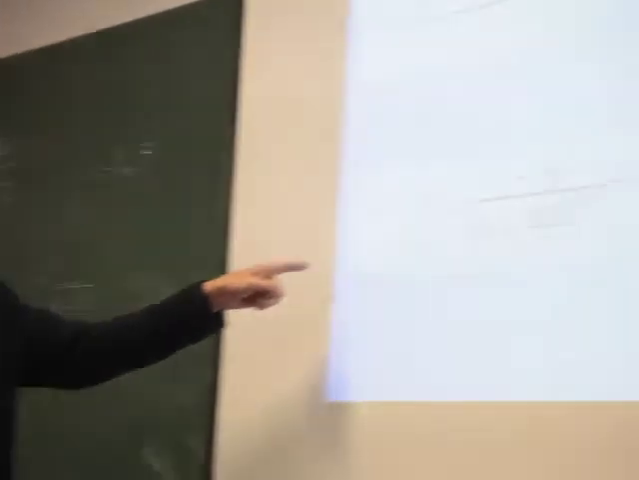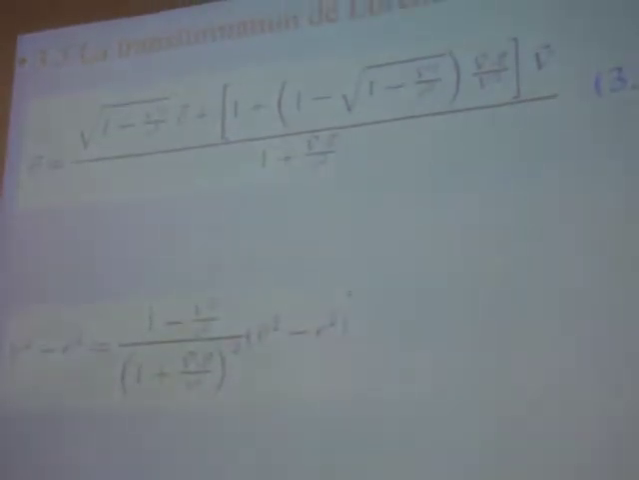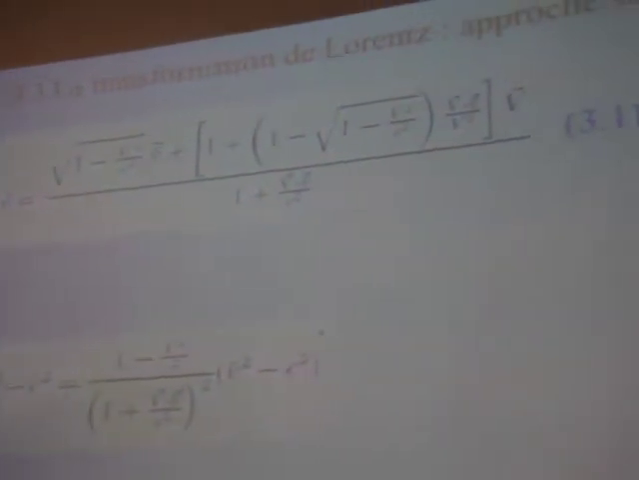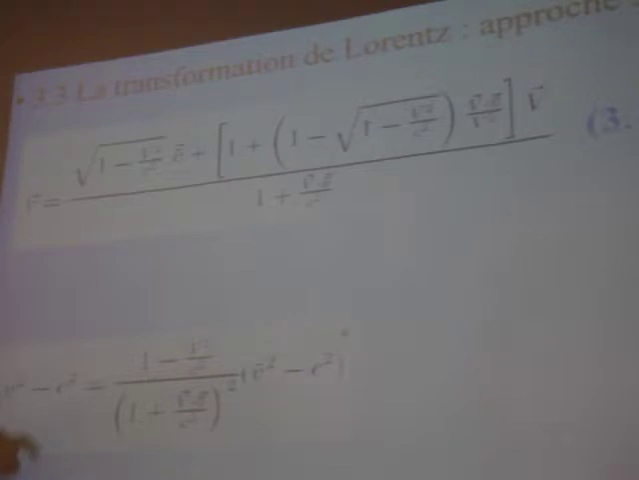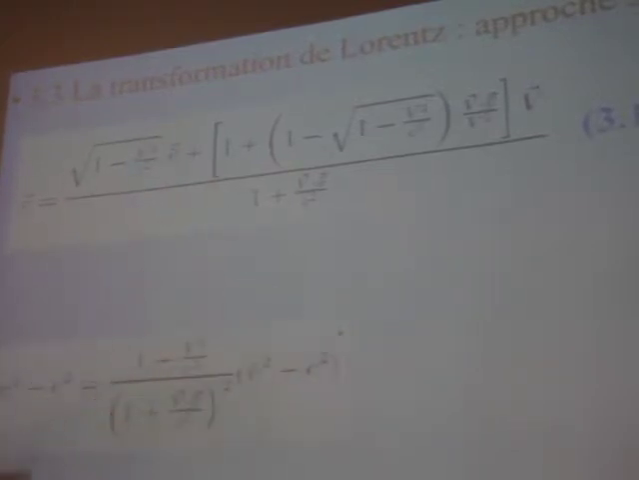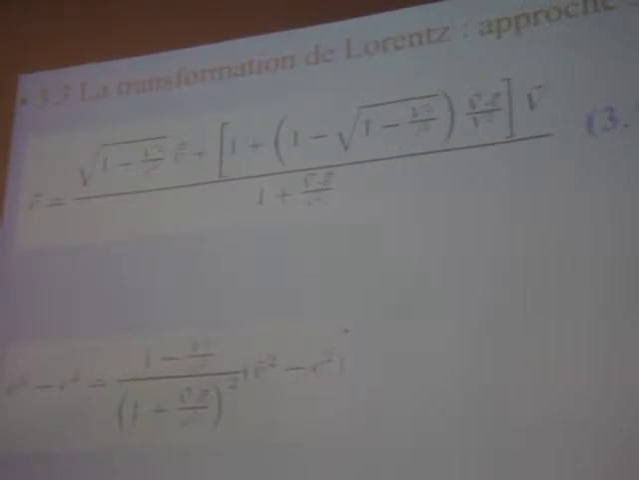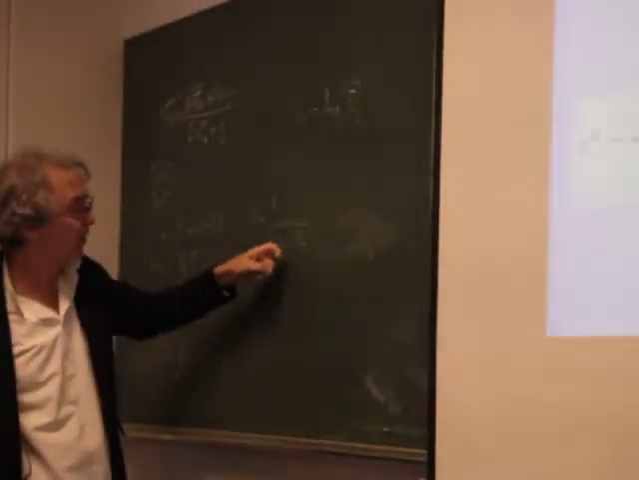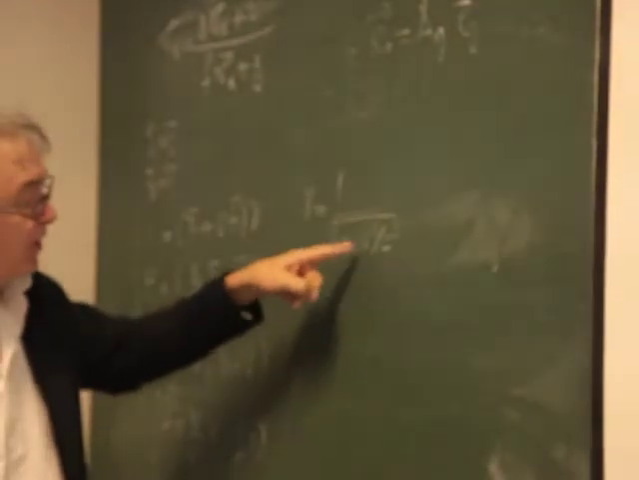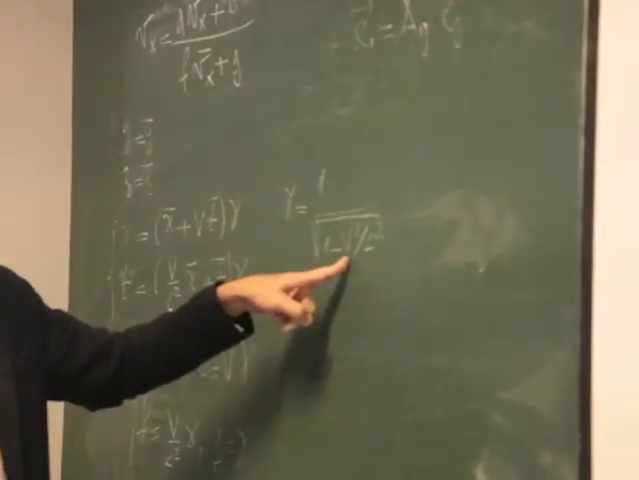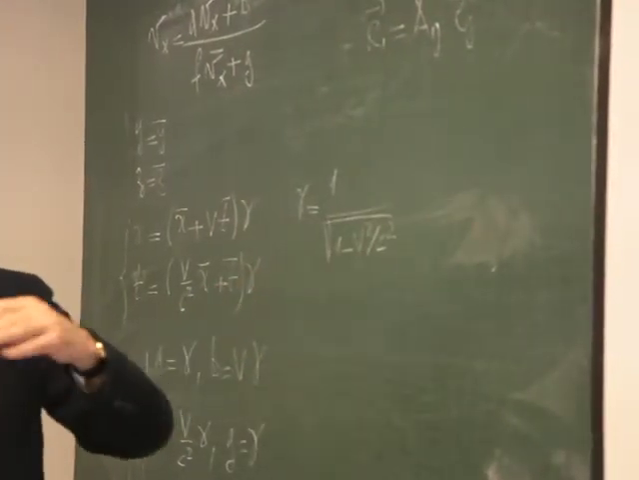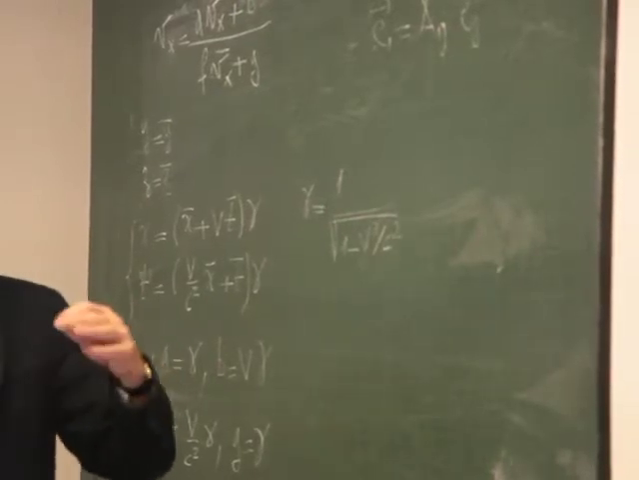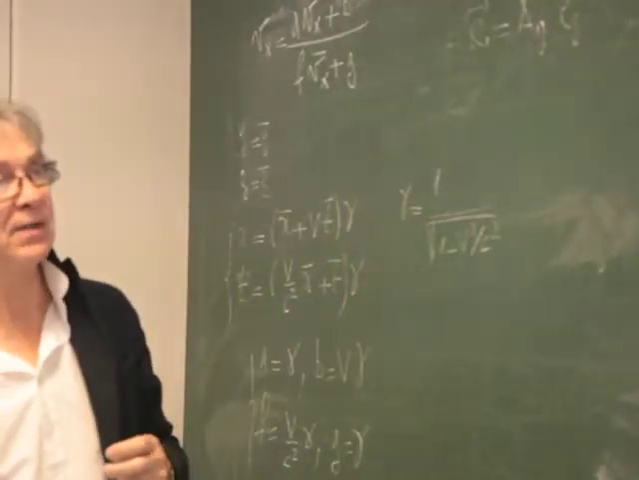You could demonstrate, it's just an exercise, that if you take the square of this velocity, then the square of all that, it reduces to this simple expression. Since you have the square root of 1 minus v squared over c squared, this should always be positive. So v should always be less than c. So the maximum velocity that any object may reach is the velocity of light.